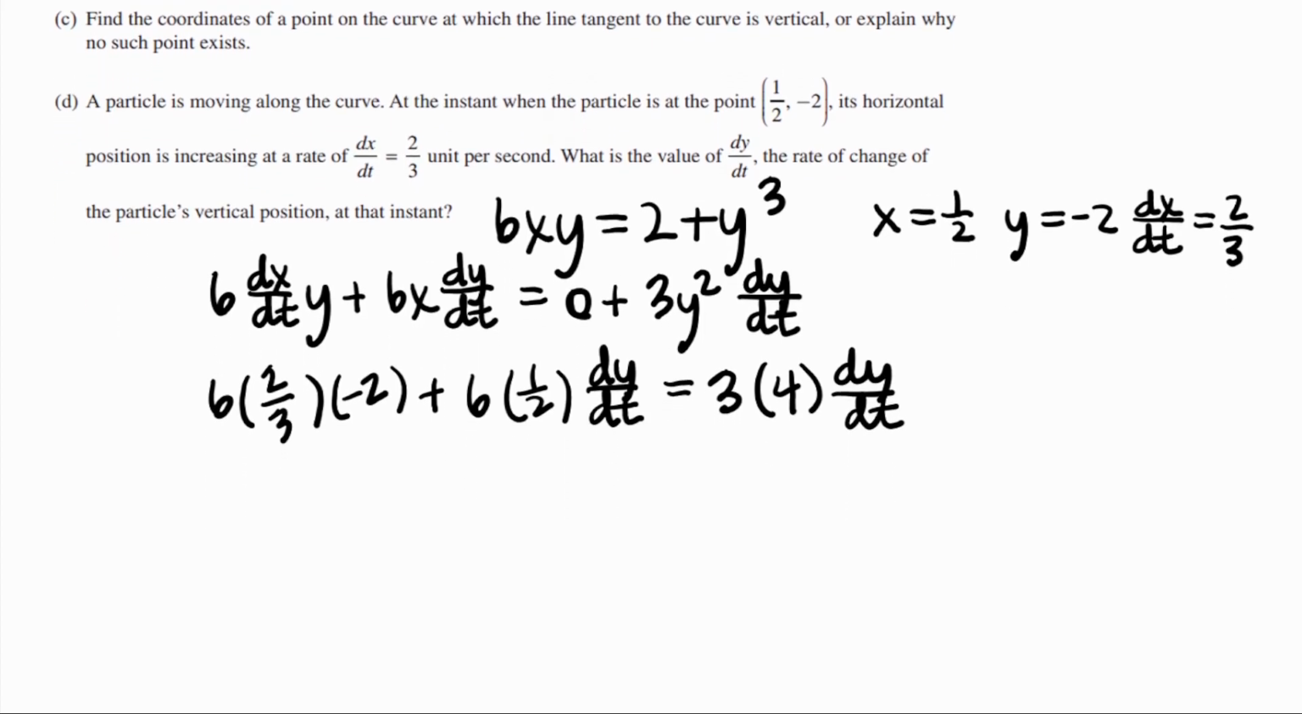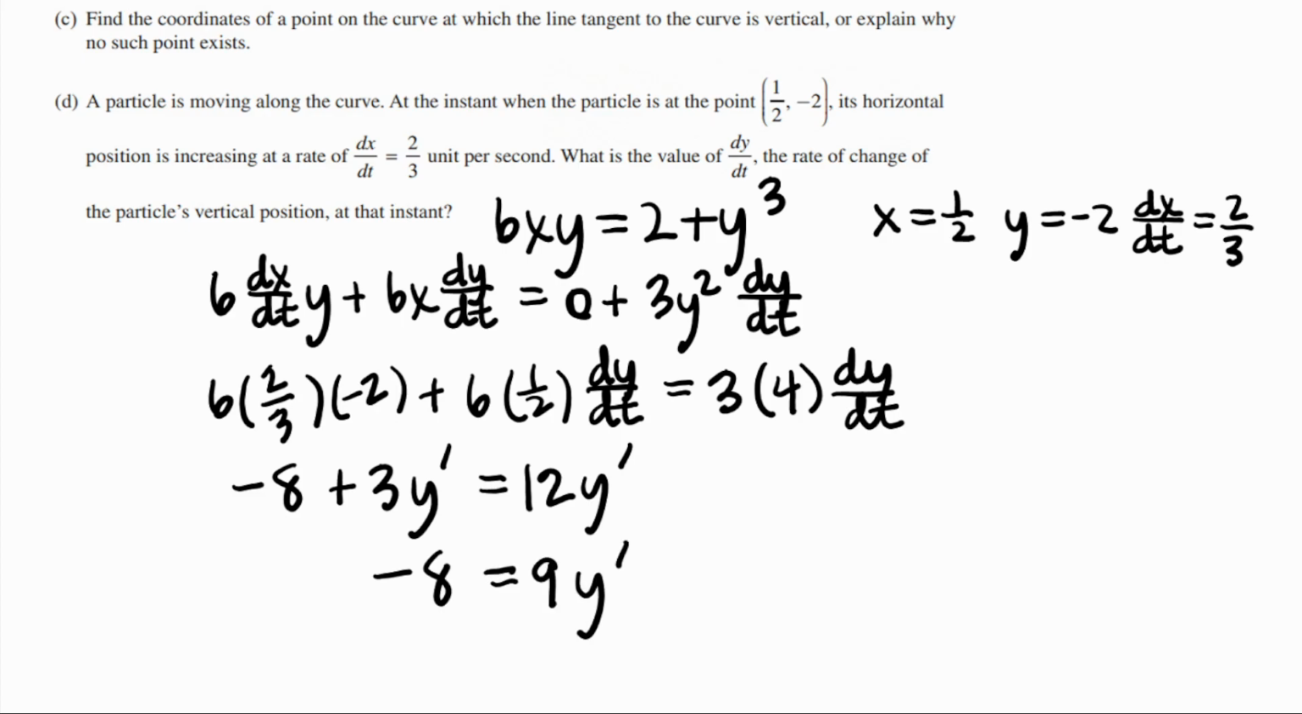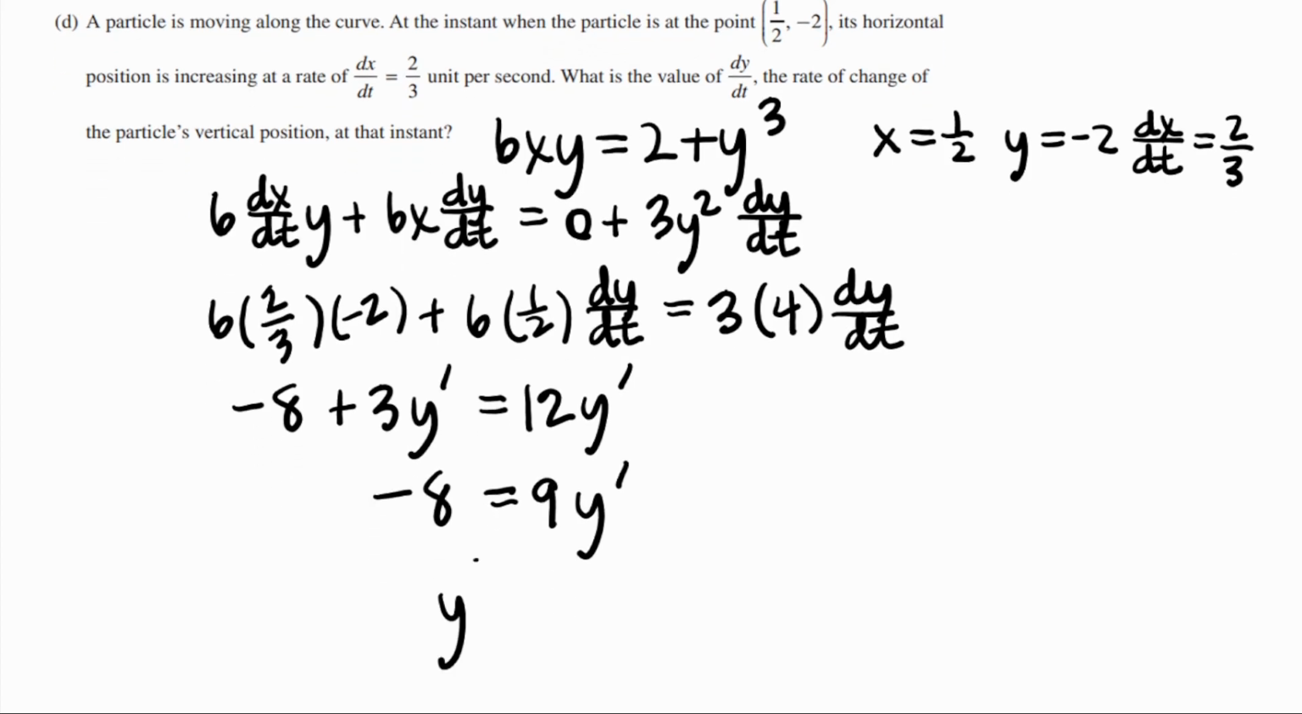Alright, so 6 divided by 3 is 2, that's -8 plus 3, and I'm going to call this y prime for the time being, because I don't want us to make an algebra error just because of the notation. So -8 equals 9y prime, and I get y prime equals -8/9.